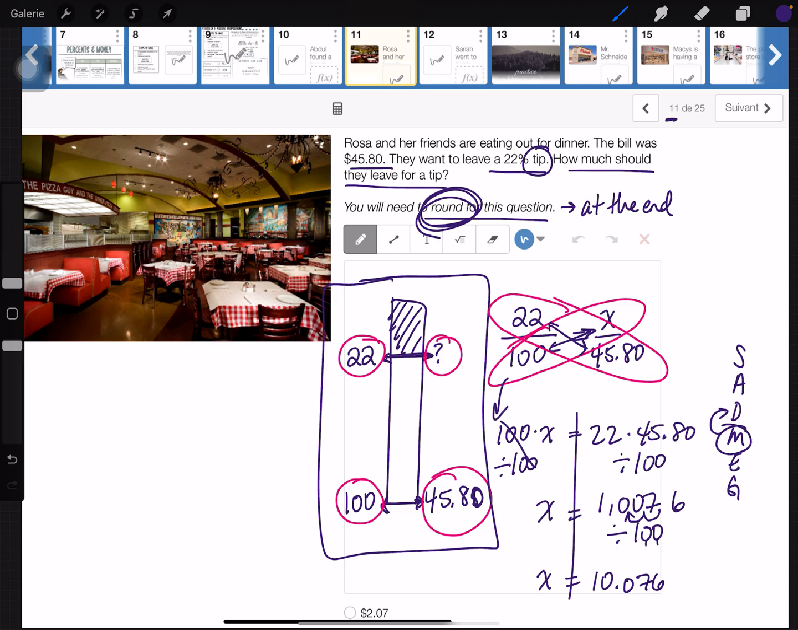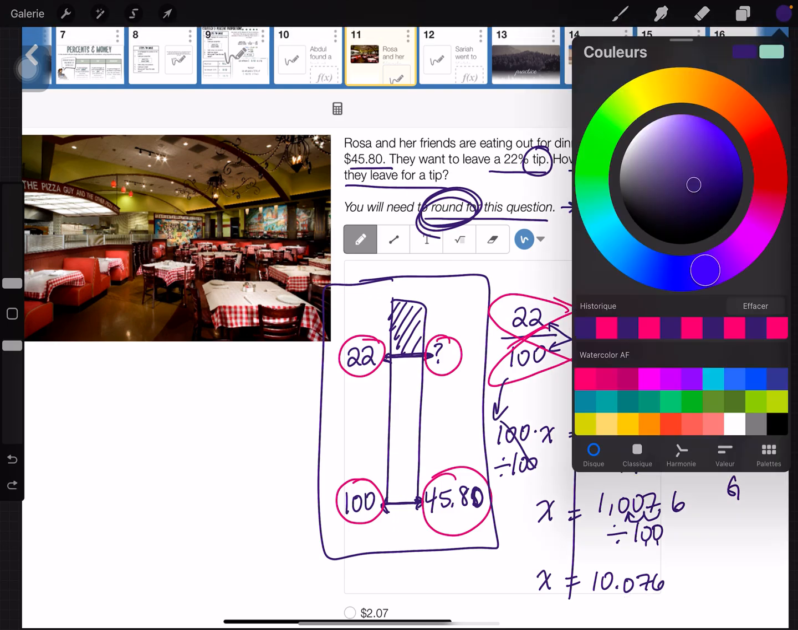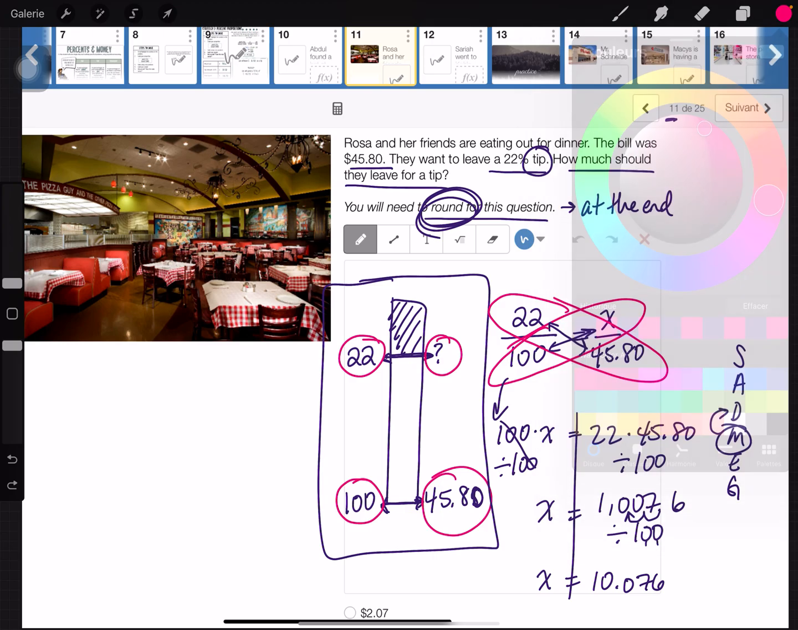When you have money, you only have 2 digits after that decimal. So we need to get rid of one of these digits. So to round, I'm going to look at the last digit that I want. This is the second digit, so I want to keep that, but I want to get rid of the 6. So with the 6, I'm going to look if this is 5 or above. It will make the previous number go up. If it is 4 or below, then the previous number will stay the same and the 6 will disappear.